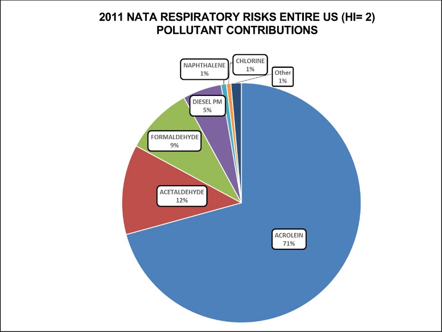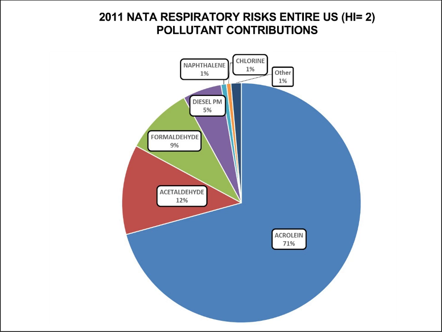Acetaldehyde, another photochemically produced pollutant, and formaldehyde are up there as well. Notice now that the diesel PM is on this pie chart. We do have a reference concentration for diesel PM, so we include that in our non-cancer respiratory. You'll notice also that this chart is for respiratory.